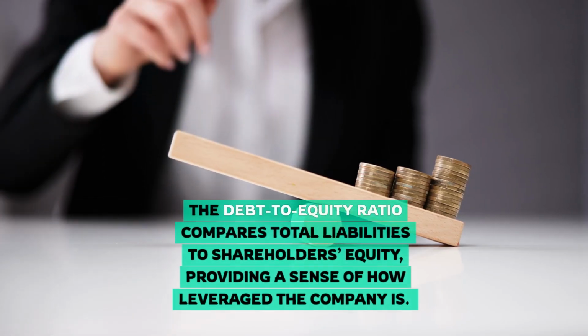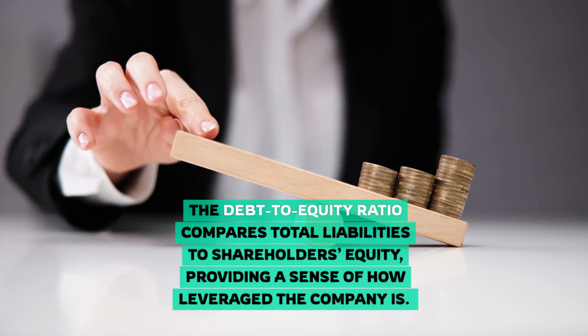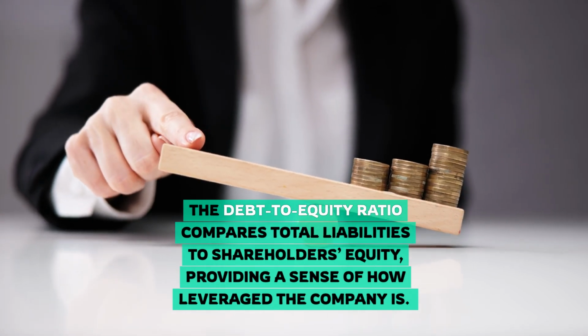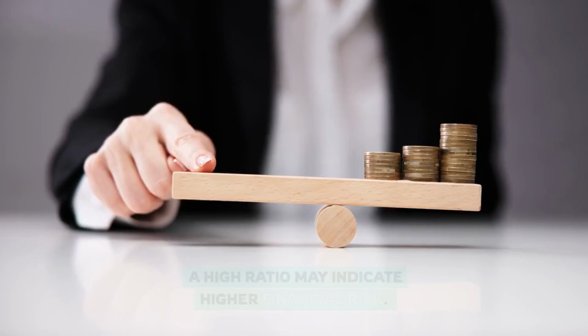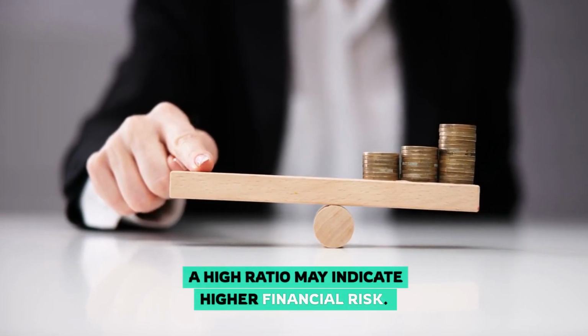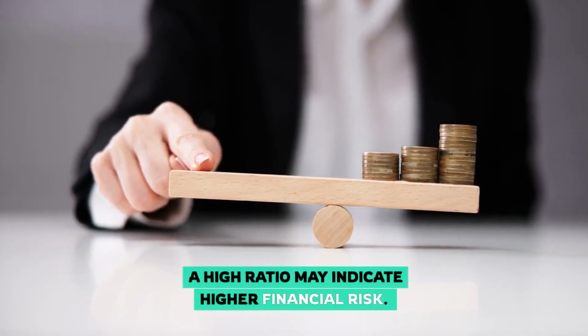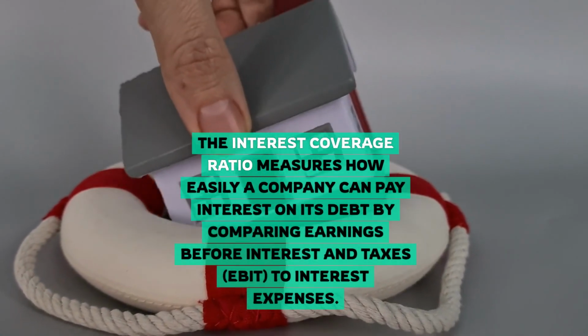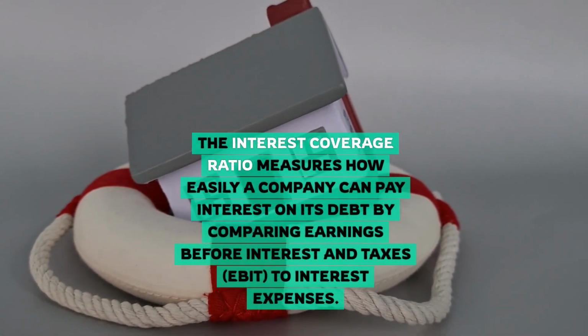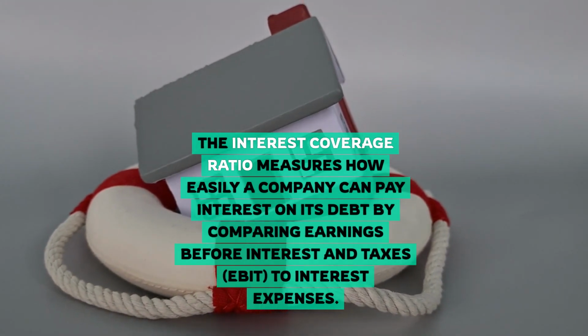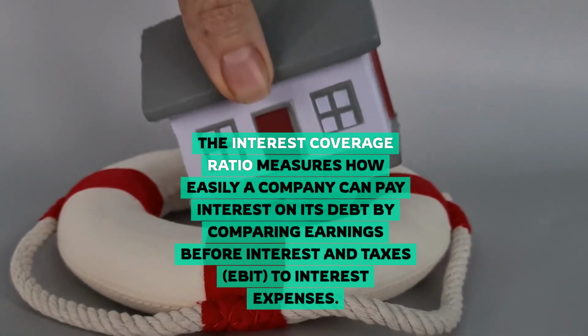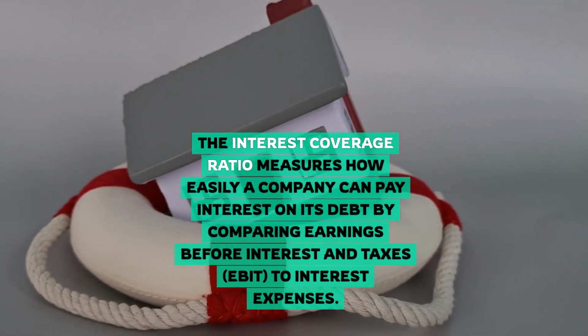The debt-to-equity ratio compares total liabilities to shareholders' equity, providing a sense of how leveraged the company is. A high ratio may indicate higher financial risk. The interest coverage ratio measures how easily a company can pay interest on its debt by comparing earnings before interest and taxes, EBIT, to interest expenses.